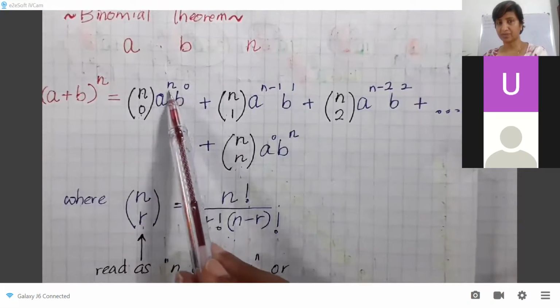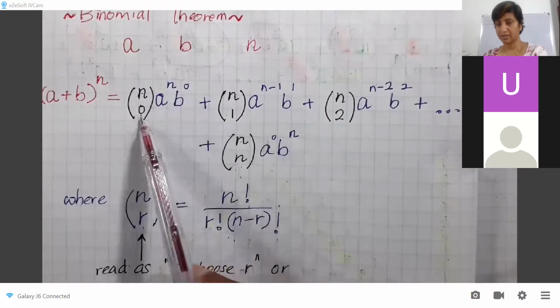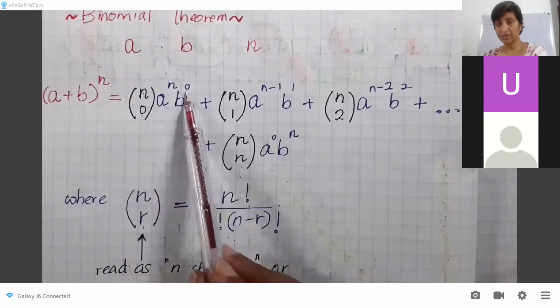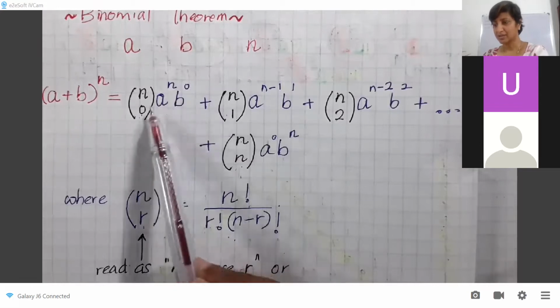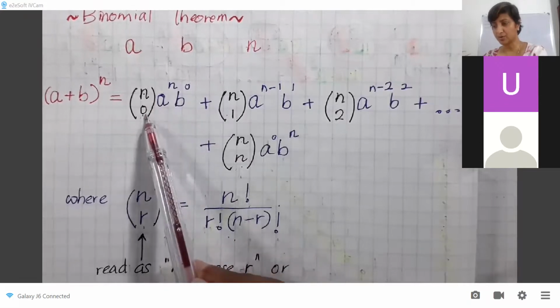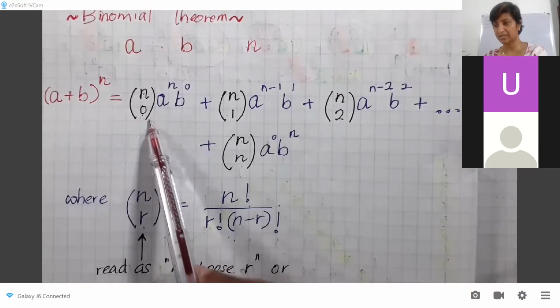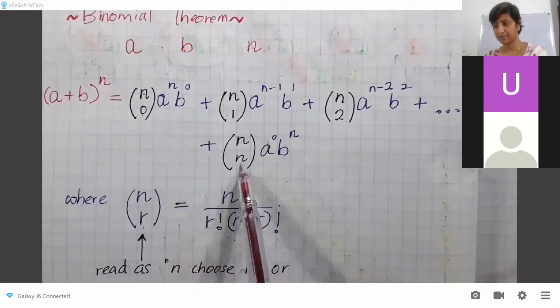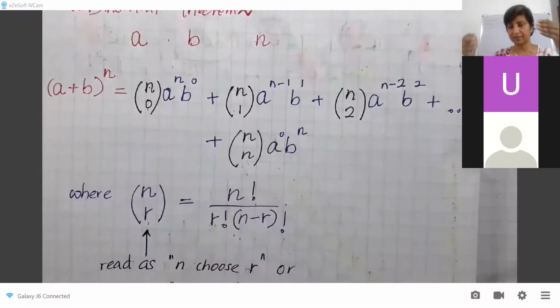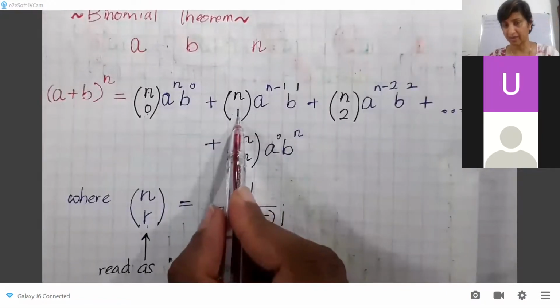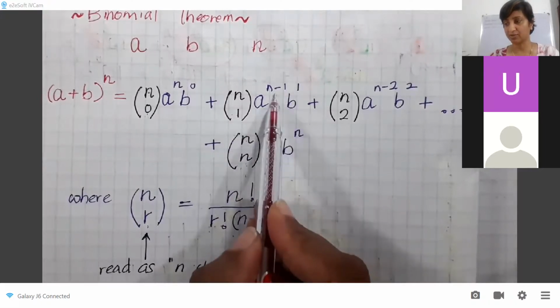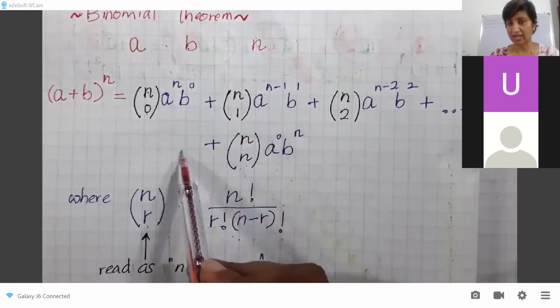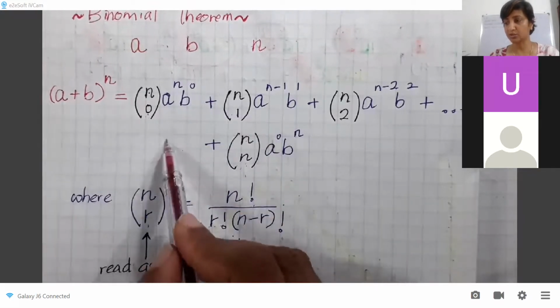Now, you have these two powers of A and B, and this bottom number is either this or that. We'll write it down. N choose 0 would be the same as N choose N. This is one, right? Due to the symmetry, the bottom number could be either that power or this power. The term before this last term would be N choose N minus 1.